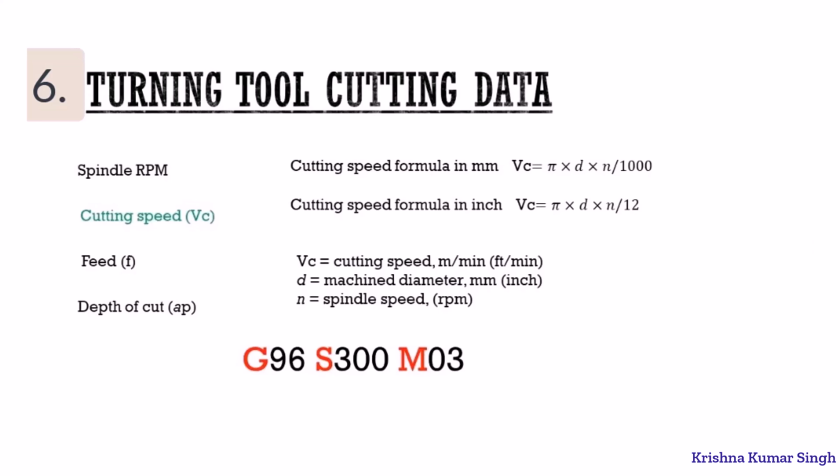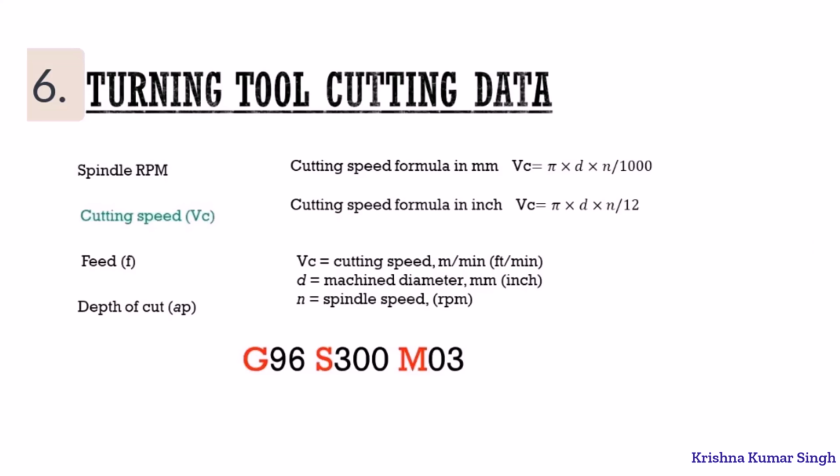Now, cutting speed. Cutting speed is the relative velocity between the tool and the workpiece surface and is represented by meters per minute or feet per minute, depending on the units being used. This parameter may seem abstract, but it is very important in CNC lathe operations. There is a relationship between cutting speed and RPM, which is defined by a formula. Here, you can see two formulas, one for calculating cutting speed in millimeters and the other in inches.